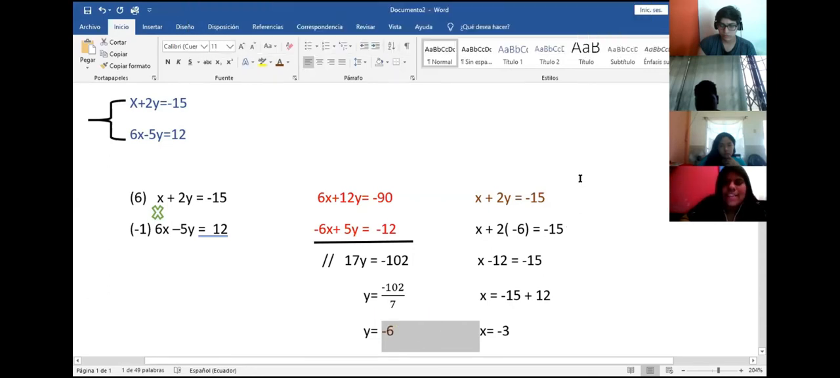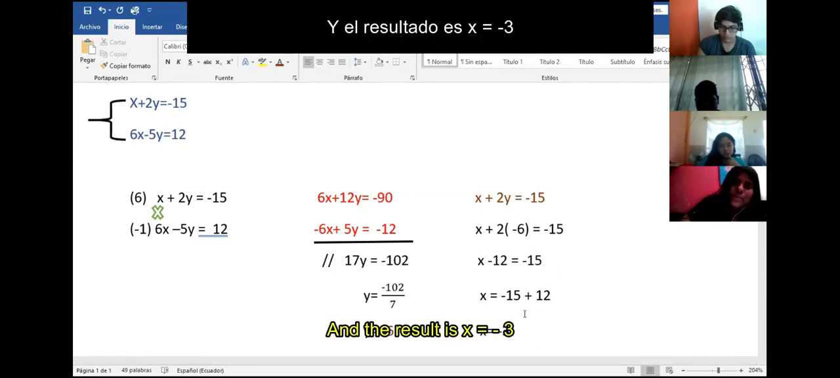x plus 2 times less 6 is equal less 15. X less 12 is equal less 15, and x is equal less 15 plus 12, and the result is x is equal less 3.